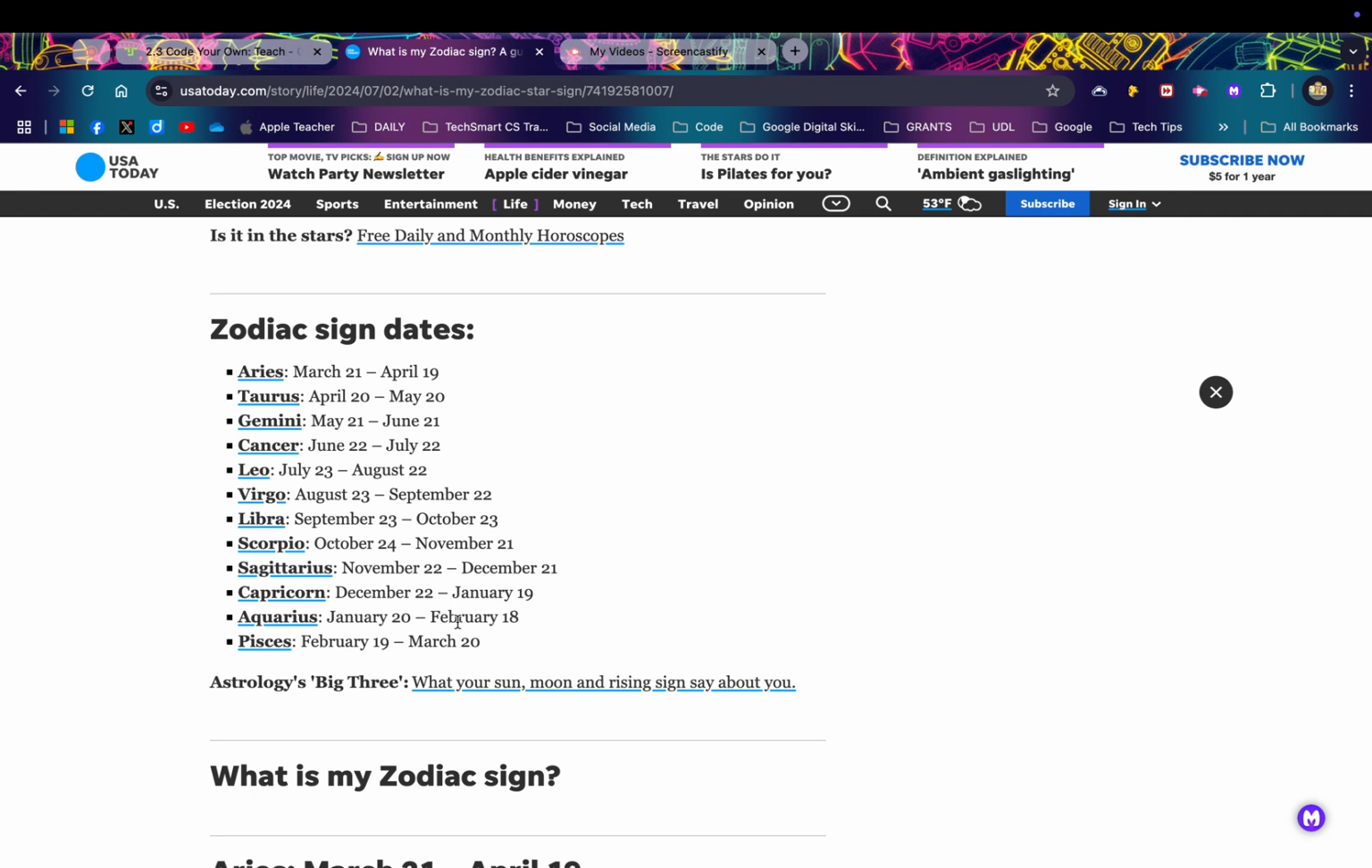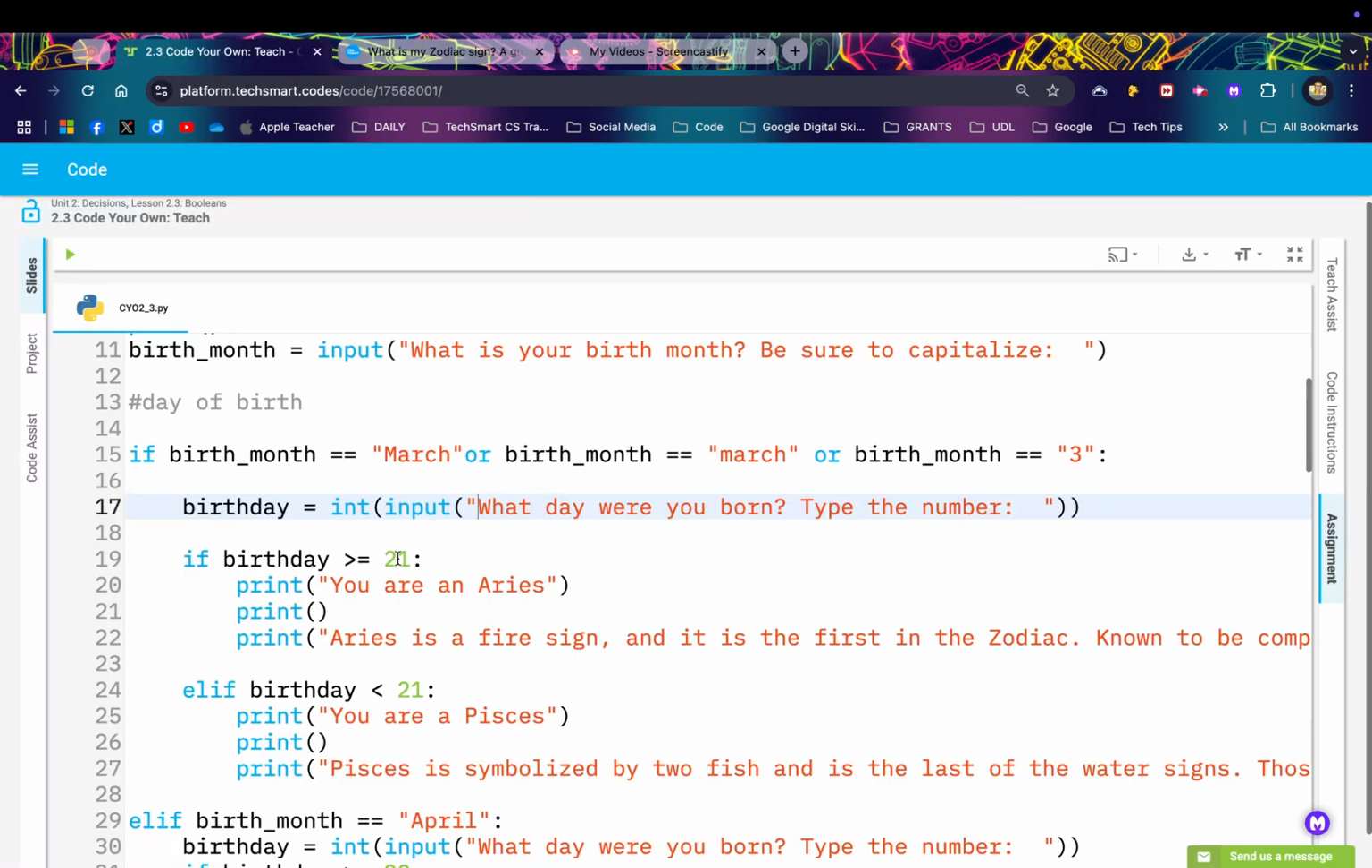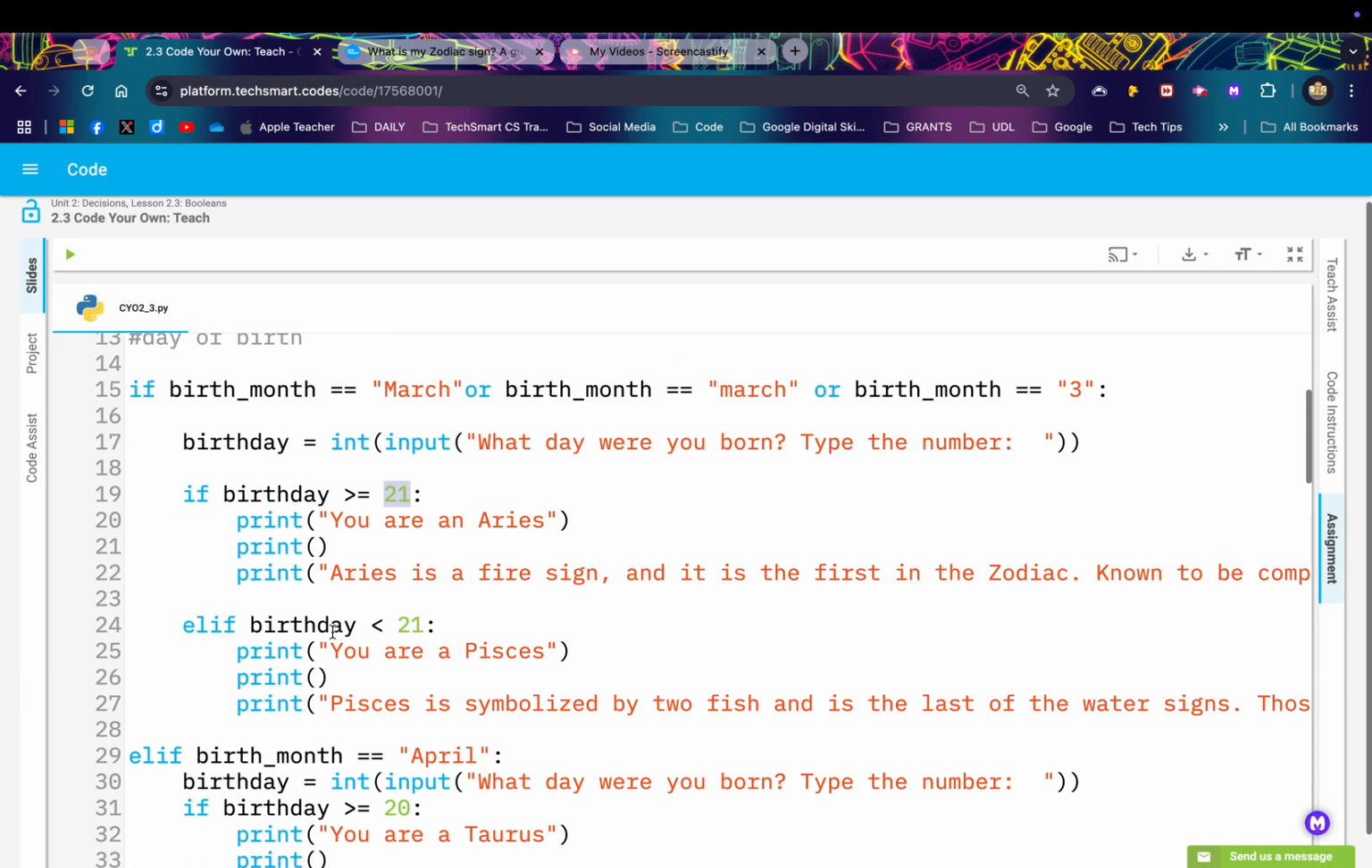But look down here for Aquarius. Aquarius is February 18th. So there's really no good way to do a cutoff. At first I kind of started thinking maybe do like the words before or after. But I was still going to end up leaving certain dates behind. So by turning our birthday into an integer, I can now do this. I can now say greater than or equal to whatever number that is for March. I can also choose to do an ELIF birthday less than that number, or quite frankly, I can simply do an else. Okay? Else takes care of anything that is not greater than or equal to 21.